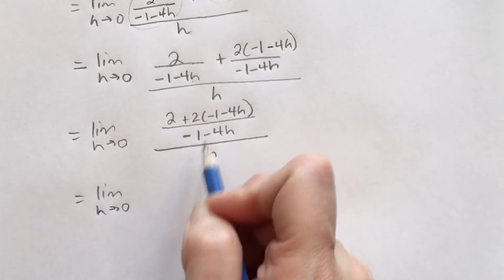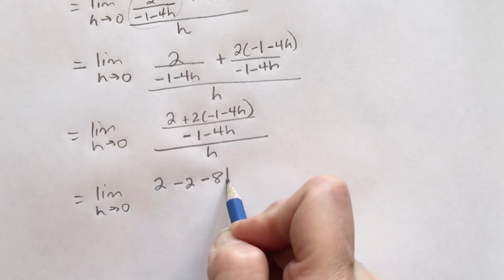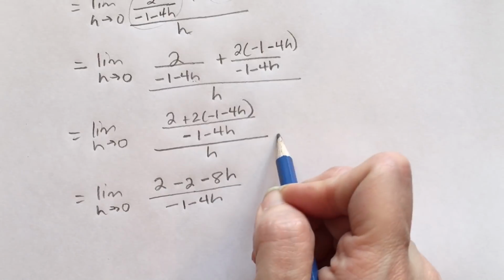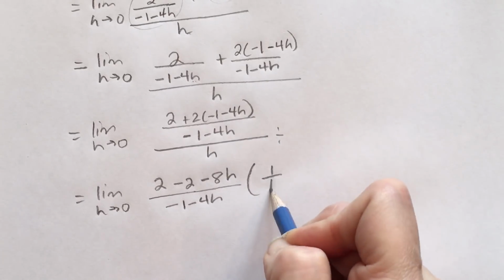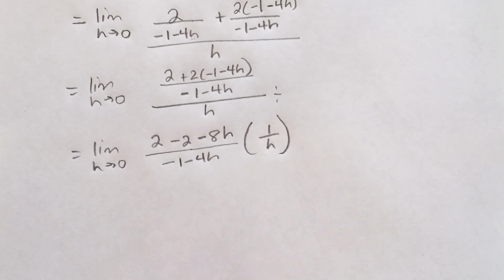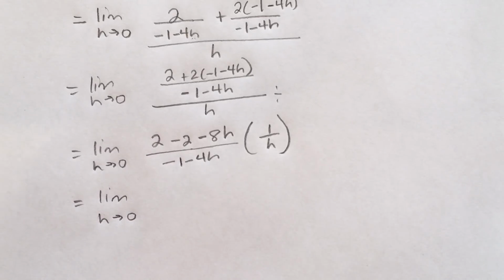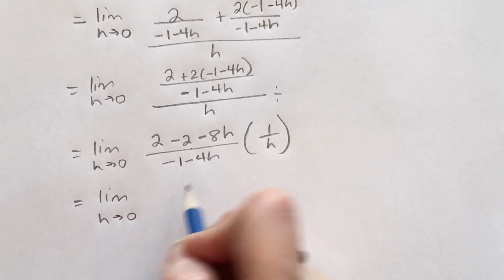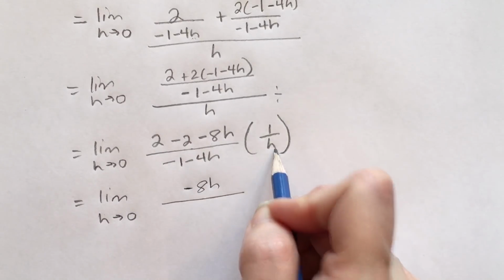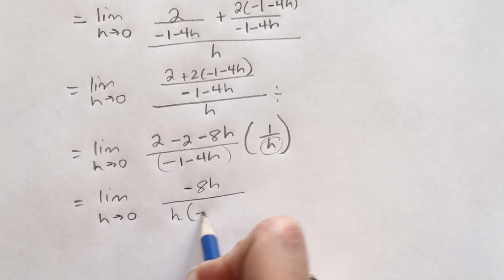Expand here, so 2 minus 8h over negative 1 minus 4h, and then we can do this divide by h by multiplying by 1 over h. So 2 minus 2 is 0, so we're left with negative 8h on the top. And in the bottom, we'll leave it in unfactored form. So here's my monomial times my binomial.